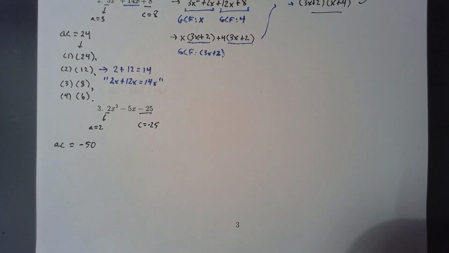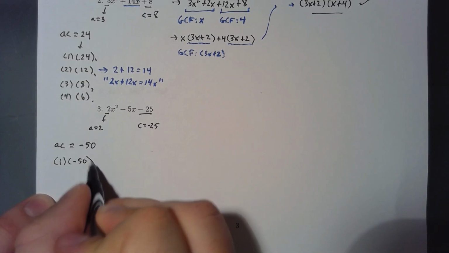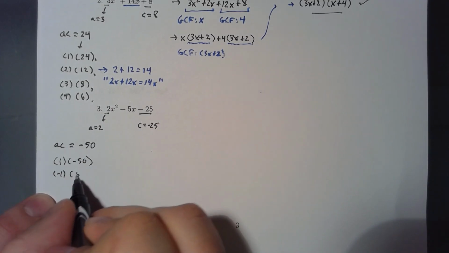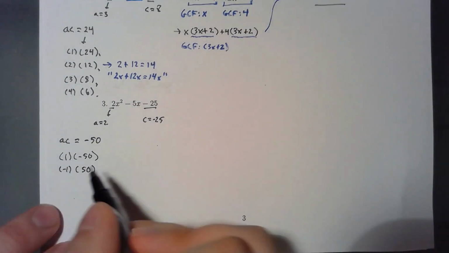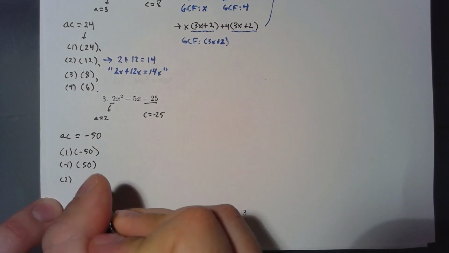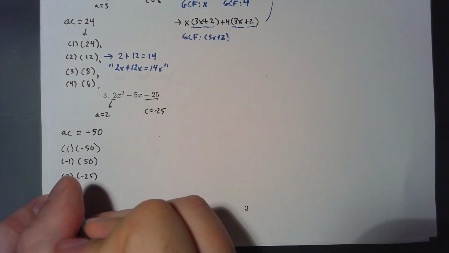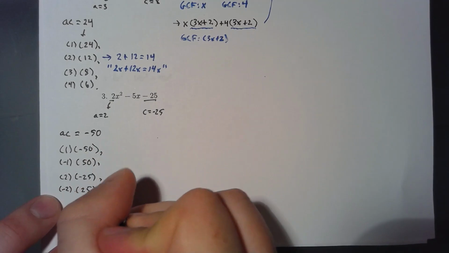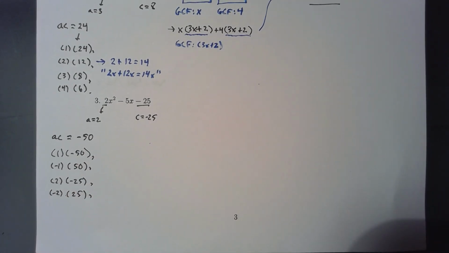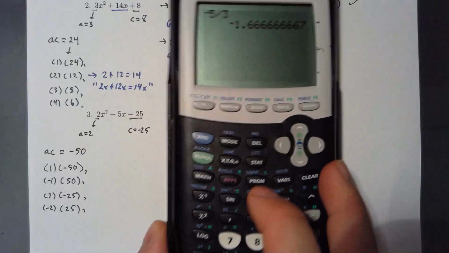So what are the factors of negative 50? Well, I have 1 and negative 50, or negative 1 and positive 50. Does 2 go into 50? Yes, it does. So I have 2, negative 25, or I have negative 2 and 25. So these are all possibilities. What else goes into 50? Does 3 go into 50? No. You could use your calculator here when numbers get big. That's fine. 3 doesn't go into 50.